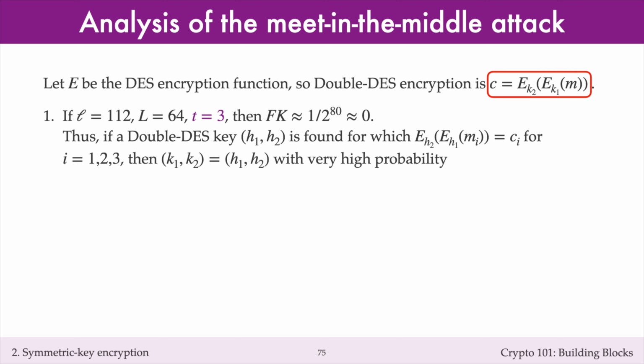Thus, if a double DES key H1H2 is found in the meet-in-the-middle attack that encrypts M1 to C1, M2 to C2, and M3 to C3, then with probability very close to 1, H1H2 must indeed be the secret key K1, K2. This justifies correctness of the meet-in-the-middle attack on double DES. In other words, I've justified that the H1H2 that the algorithm outputs is indeed the secret key K1, K2 with very high probability.